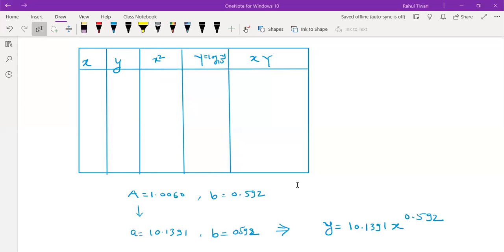10.15 something, 10.1514. Here we have 10.13, because when you take y is equal to log base 10, it depends on up to 4 digits. I told you, always take up to 4 digits. So when you take up to 4 digits here manually, you will get the answer 10.1391 approximately. But still this answer is matching.